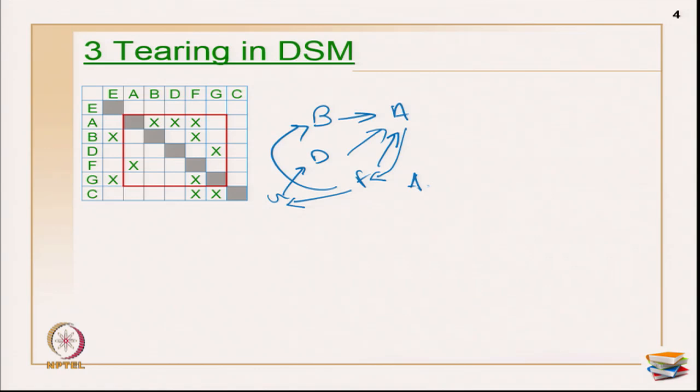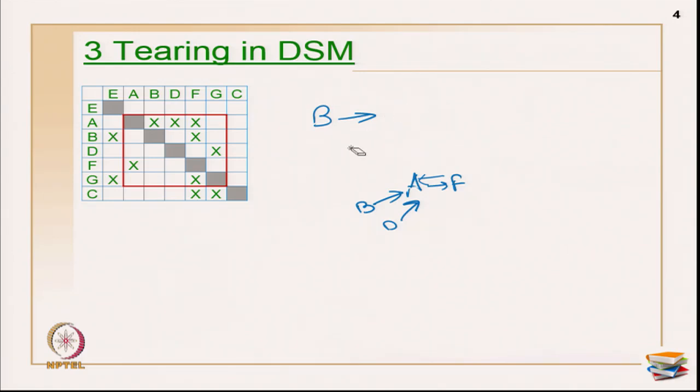This is a little clumsy, so I am going to put it in another format. A to F, then B to A, then D to A, then F to A, then F to B, then F to G, then G to D. So, this is the graphical representation of the block inside.